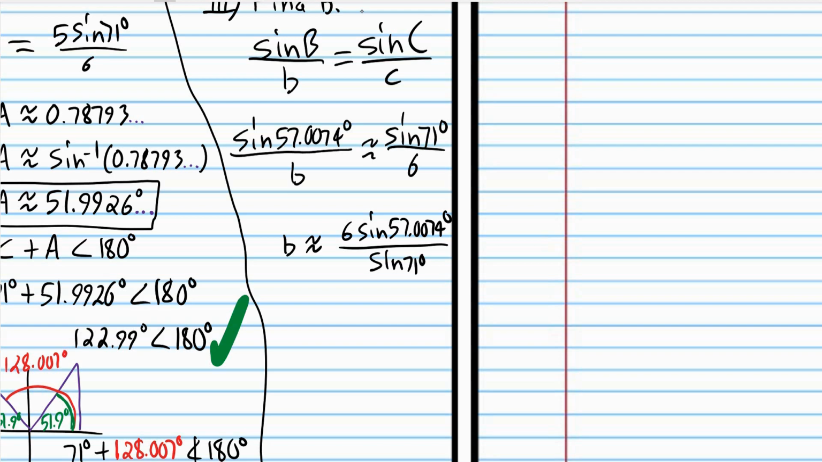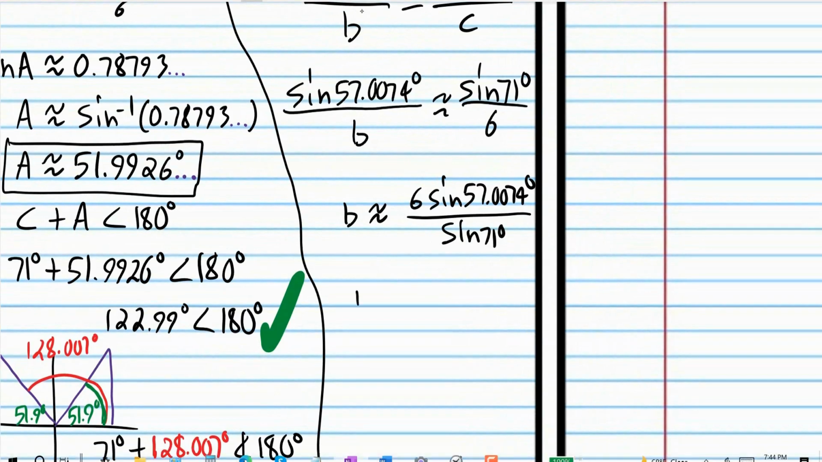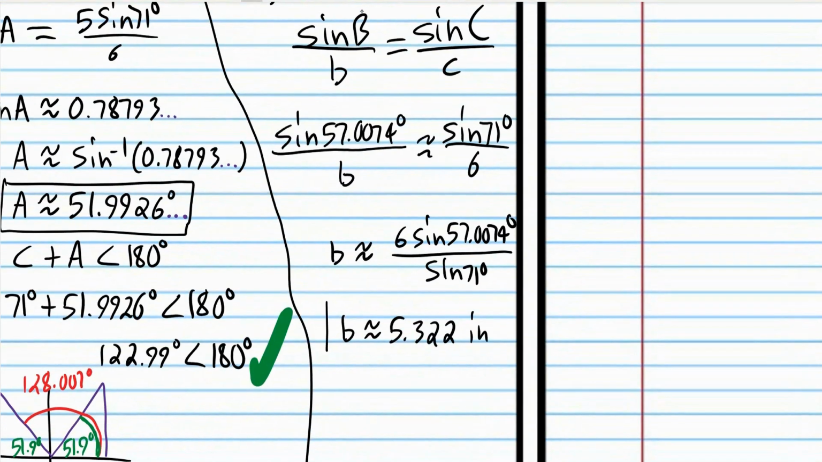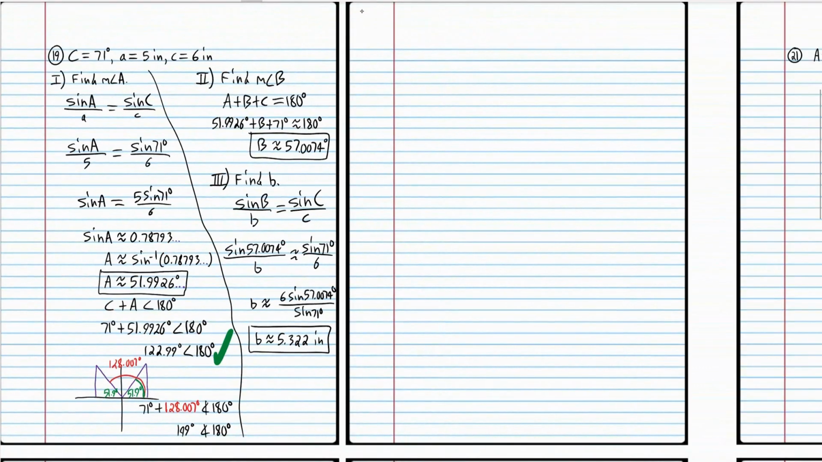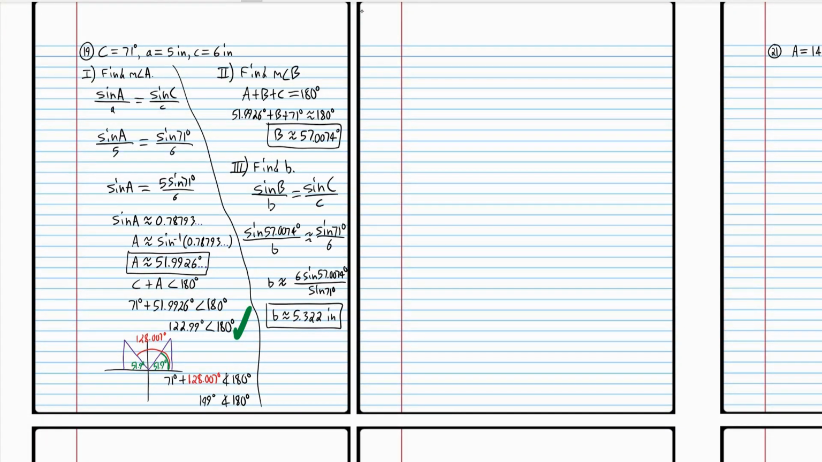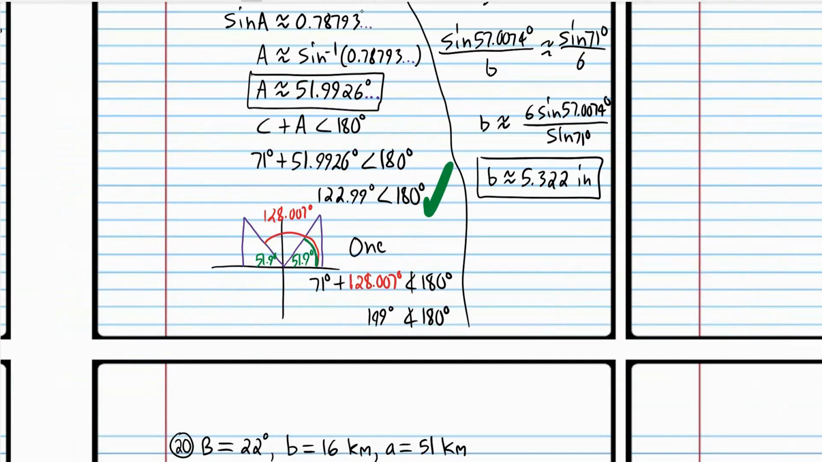So if we enter that into our calculators, we get approximately 5.322 inches. So that was an example where we had one triangle. We had to check to make sure that we didn't have two triangles, or that we didn't have no triangle possible. So we didn't really need to use this space over here. And we can include one triangle. Kind of circle that.